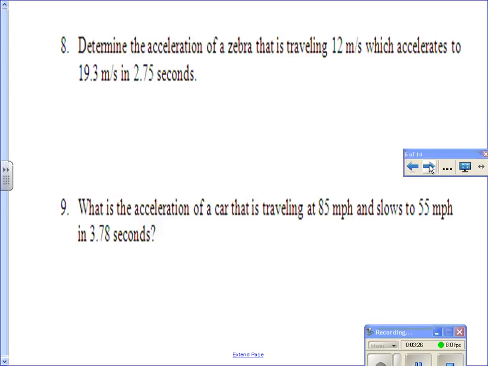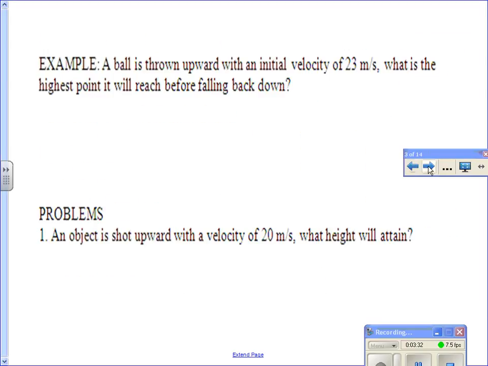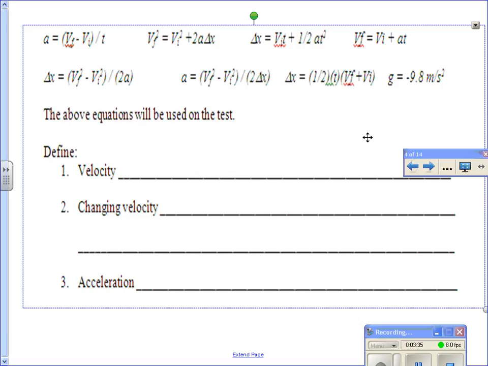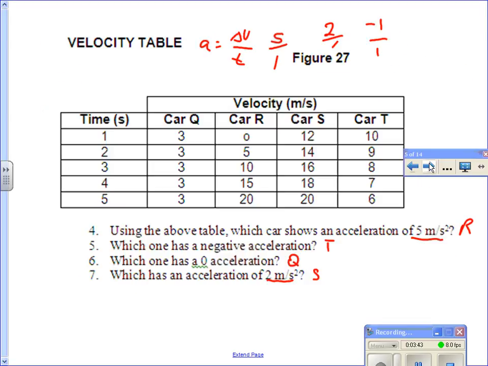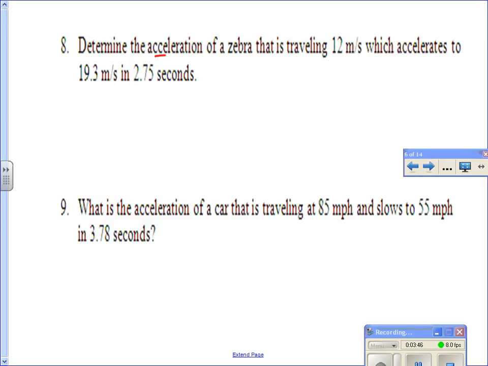All right, determine math problems. Lots of math problems, and again, every single formula that's at the top of the page is going to be used at least once. Okay, and if we're doing free fall, then our understood acceleration is g, which is -9.8 meters per second squared. So number 8 says, determine the acceleration of a zebra that is traveling 12 meters per second, which accelerates to 19.3 meters per second in 2.75 seconds. So what you have to do is identify each of your numbers and tell us what it is. I mean, that's not part of the test, but it's how you're going to choose which formula to use.